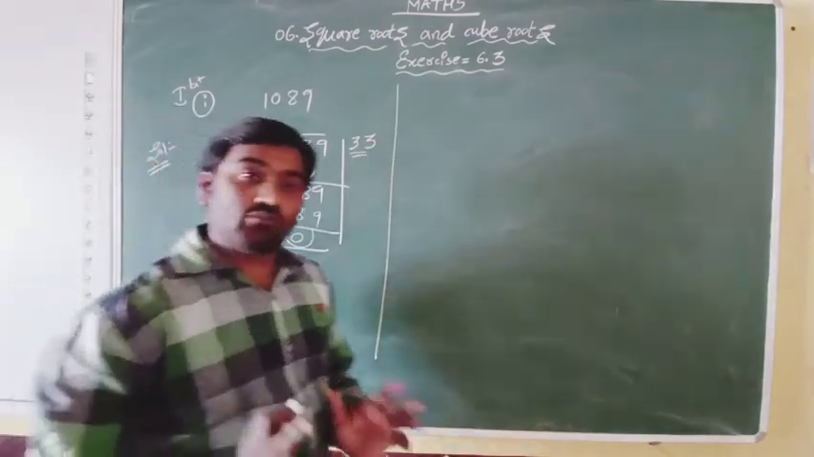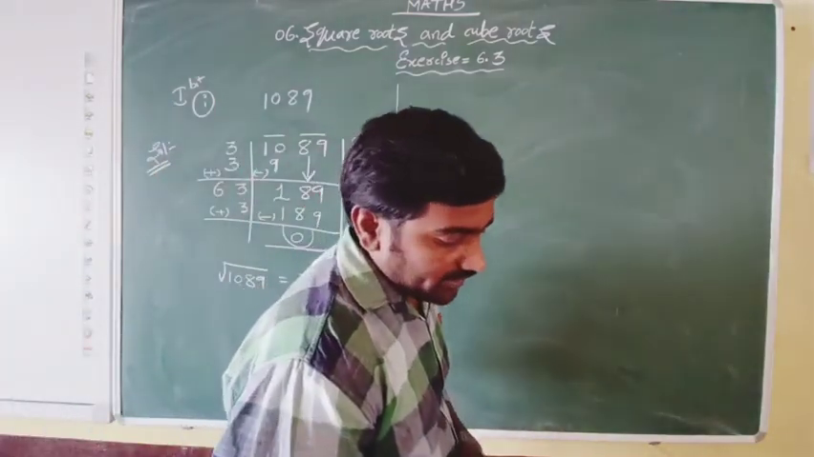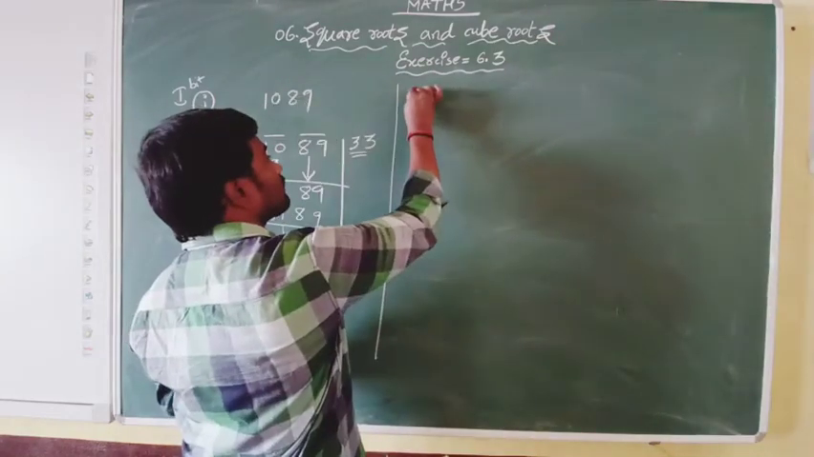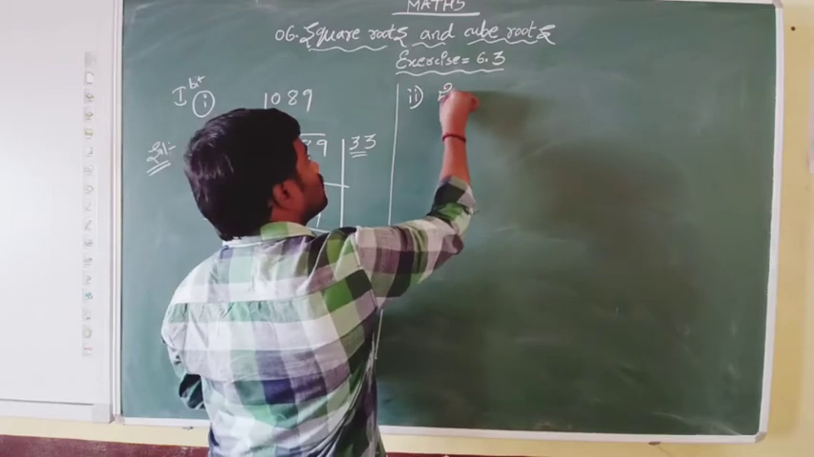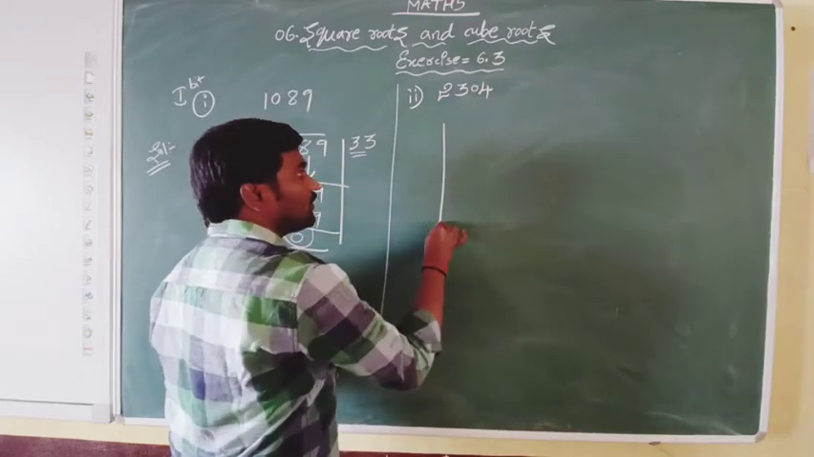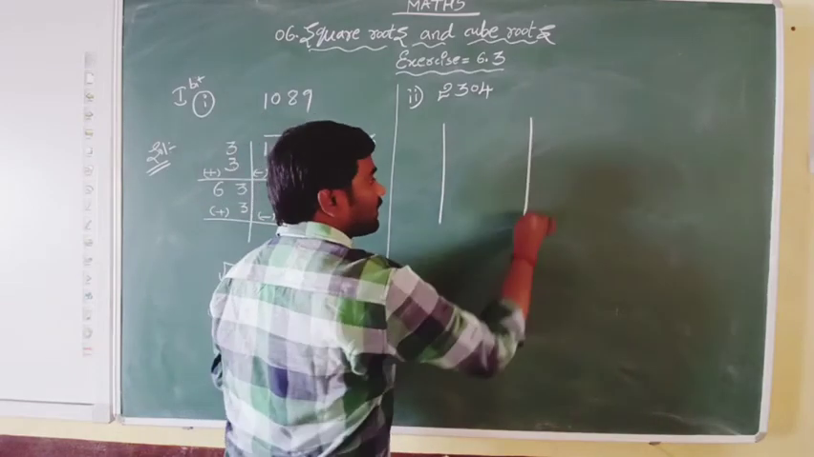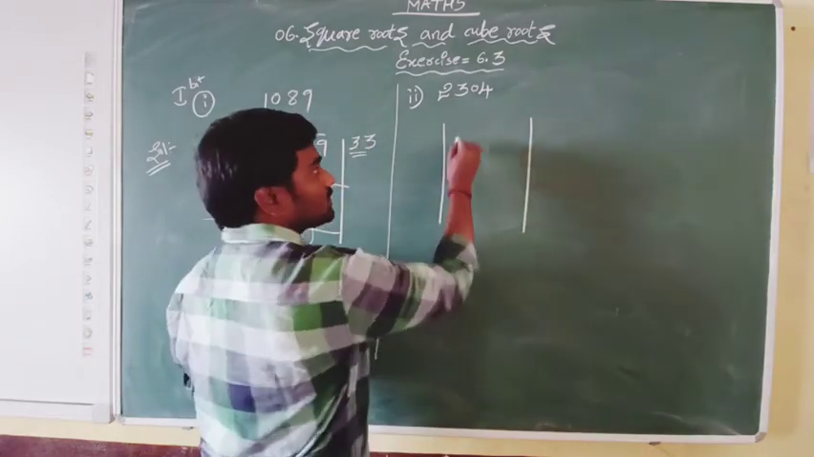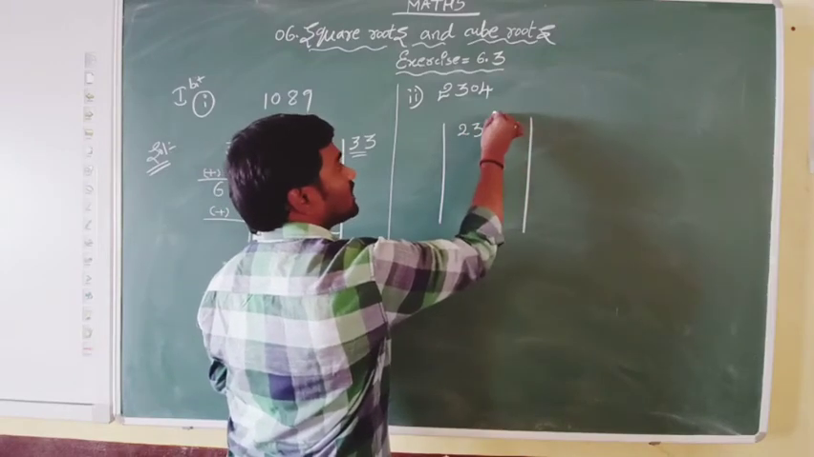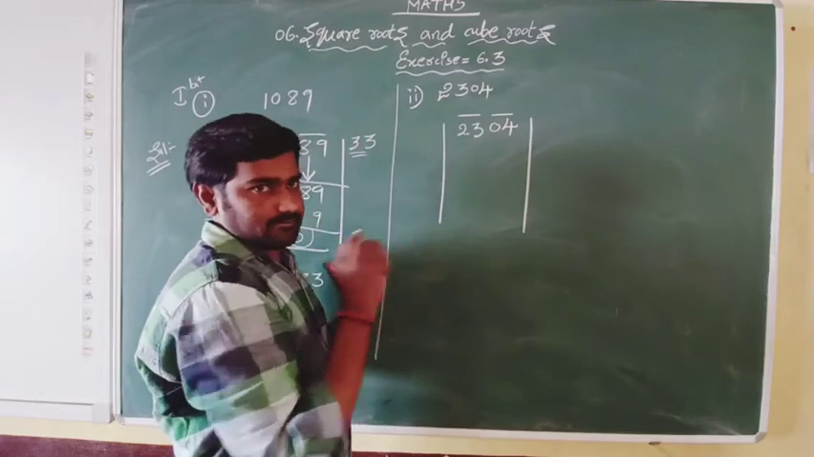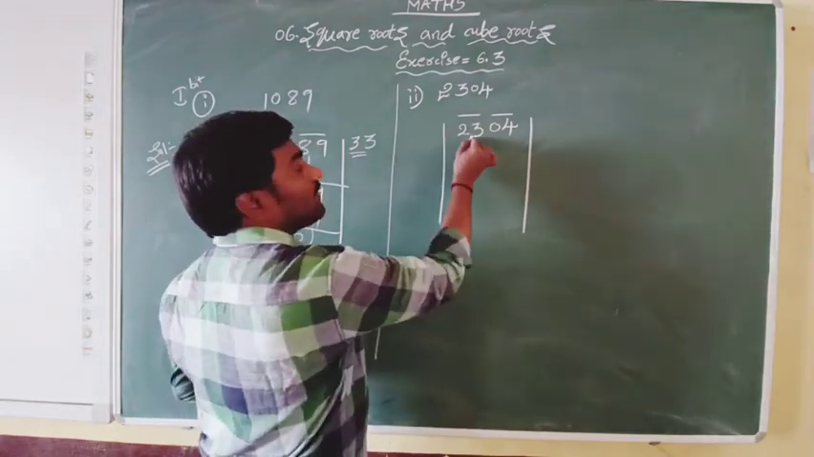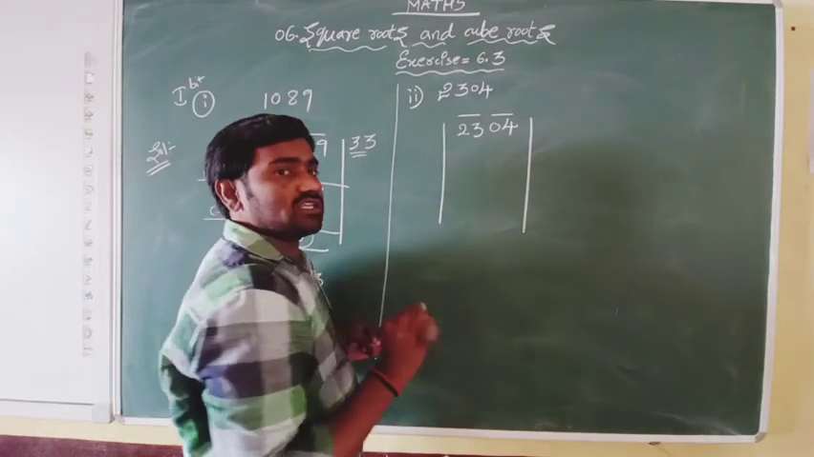So let me go for one more question to make you understand in a better way. 2304, the second question here. What I told you: you have to put vertical bars like this. 23 and 04. What I said, we have to divide into pairs, two digits as a pair. So here we can write 23.